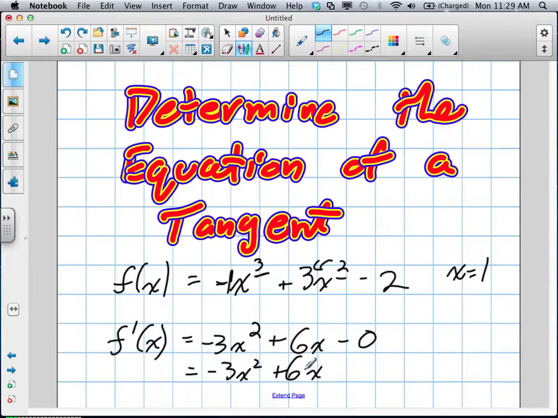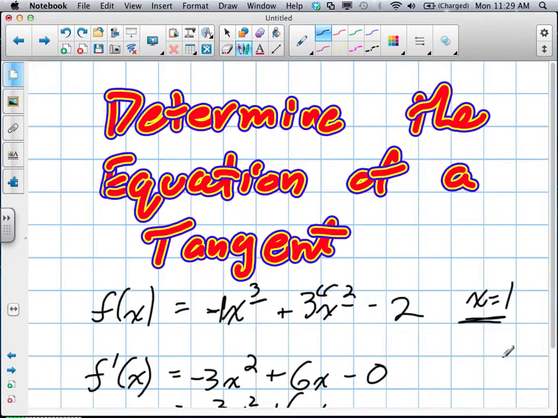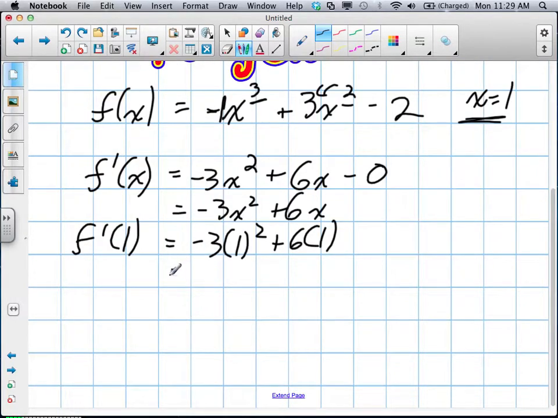Okay. Now, once we have that, to find out what our slope is going to be here, we need to plug in our value at a certain point. Now, we were trying to find it when x was equal to 1, so I'm then going to take f prime at 1 is equal to -3(1 squared) plus 6 times 1. This becomes 1 times 1, which is 1 times -3, which is -3, plus 6. Our slope is 3 when x equals 1.